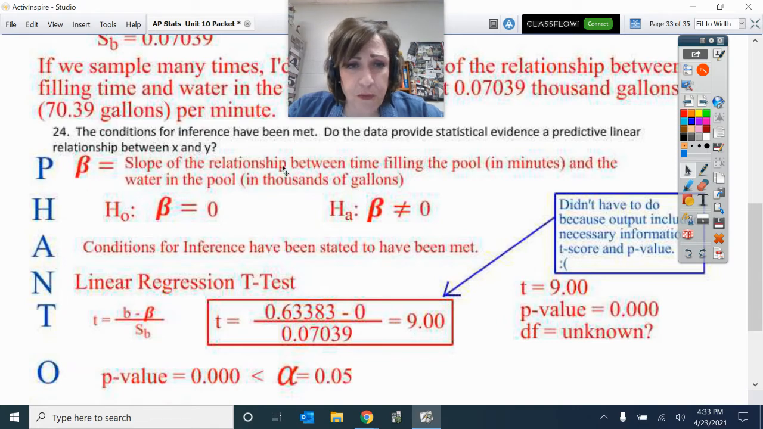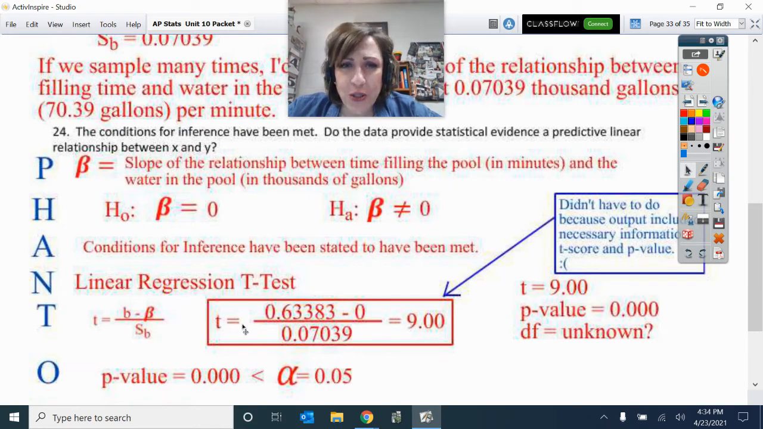All right, so is there evidence of a predictive linear relationship? So beta is the slope of the relationship between the filling time in minutes and the water in the pool. And our null hypothesis is that that's 0. Alternatively, it didn't ask us one or the other, so I just did two-tailed. Let's see. So linear regression t-test.